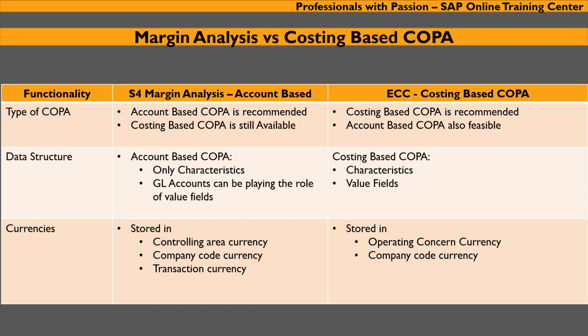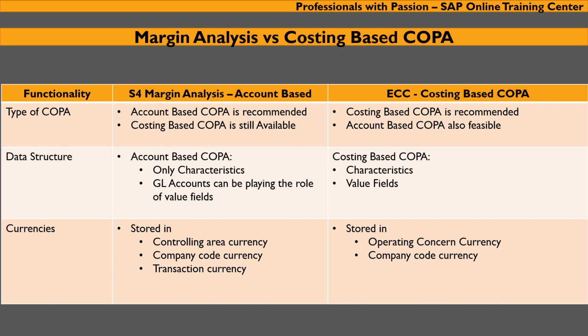First, the type of COPA. Account based COPA is recommended in S4 HANA. Costing based COPA is still available, but SAP is recommending to use account based COPA. The reason is that account based COPA is more flexible and easy to reconcile. There are many advantages. The main advantage is no need to reconcile separately. In ECC we are using costing based COPA, where account based COPA is also feasible.